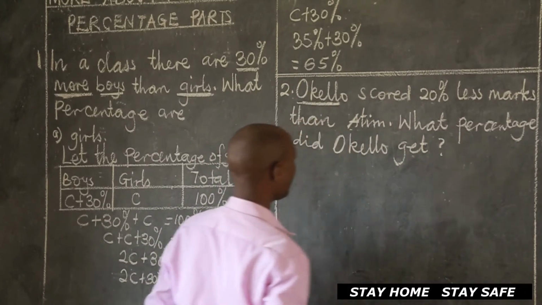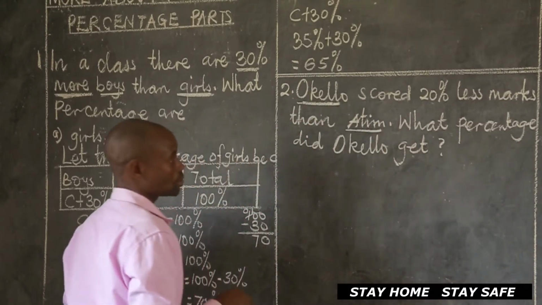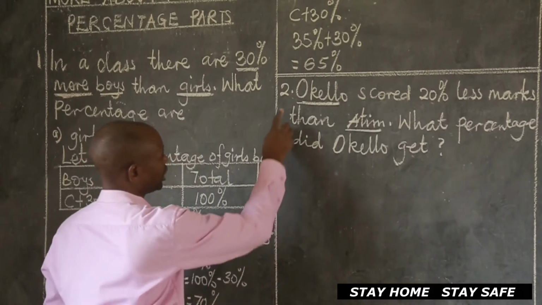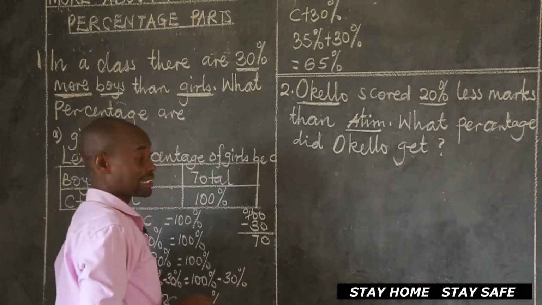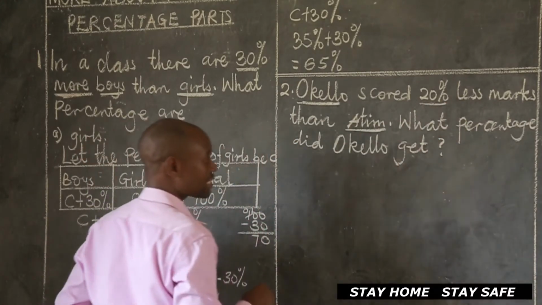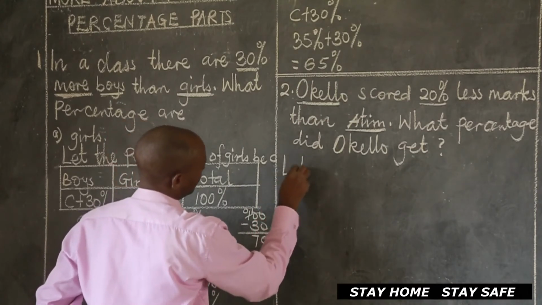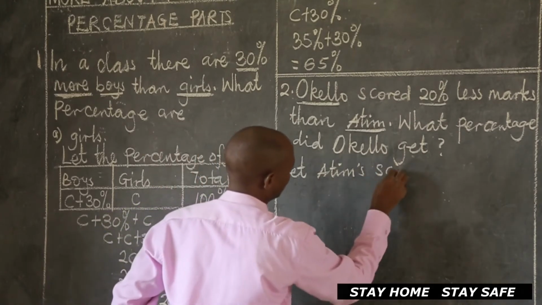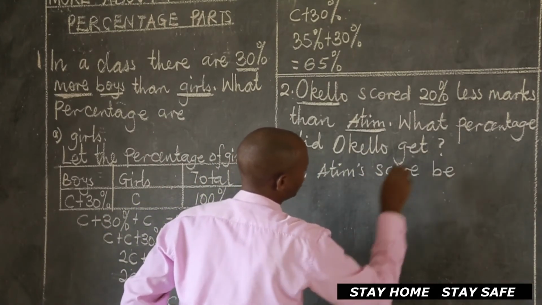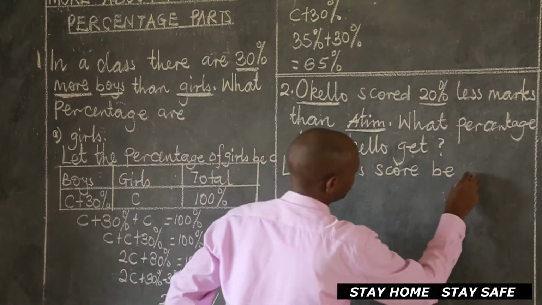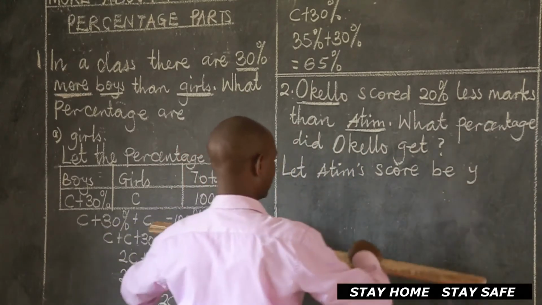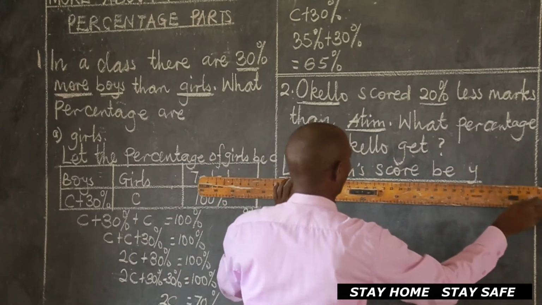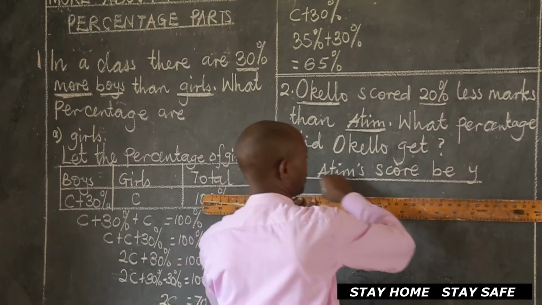But since we don't have any of these two scores, what do we do? Then we are going to assume Okero at least has this 20% which is known. A team, we don't have anything. So we are going to say, let a team's score be any letter of your choice. So I'm going to use Y. So if a team scored that one, then we draw a solution table here.